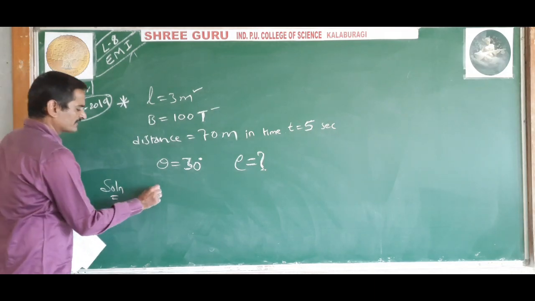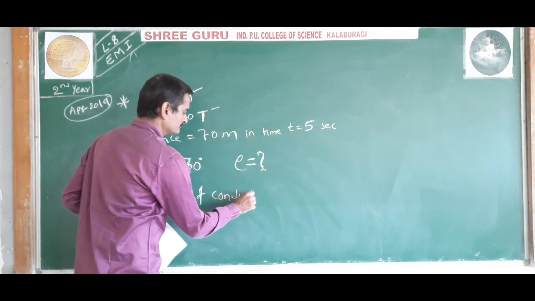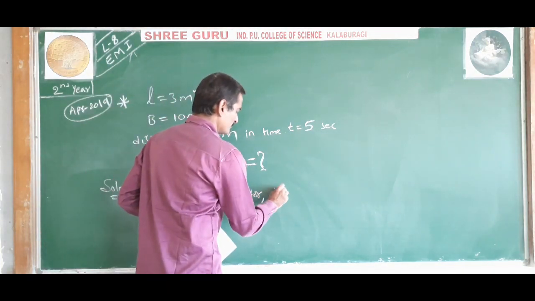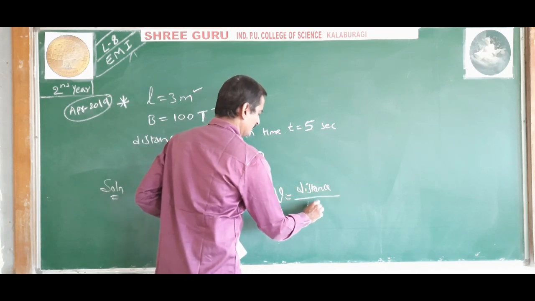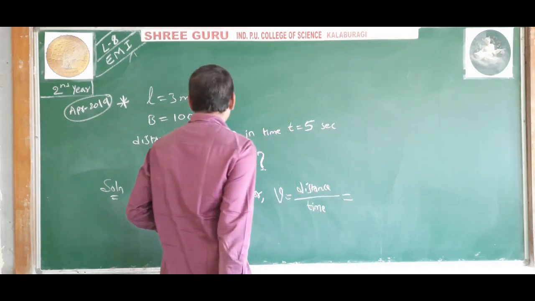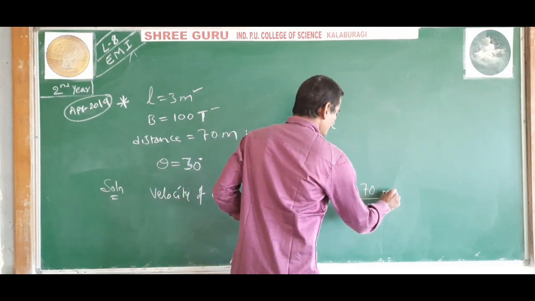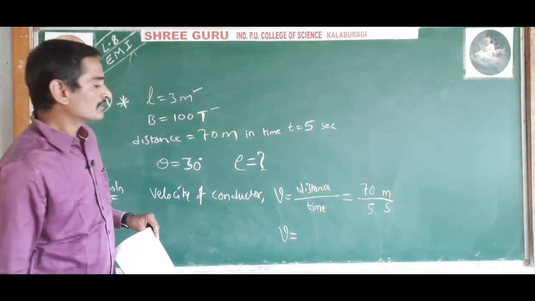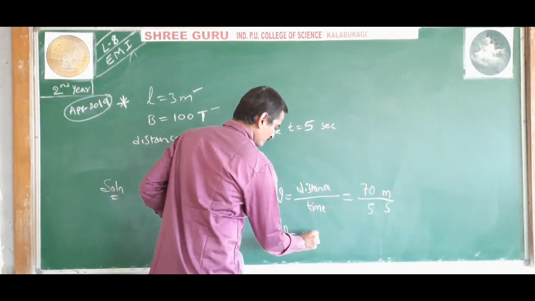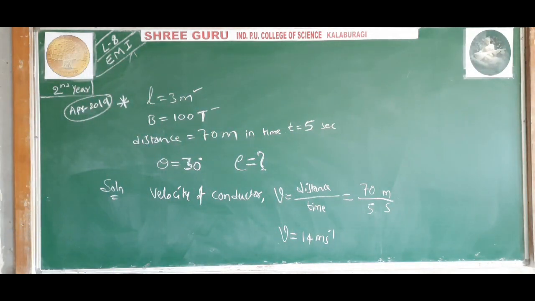First find out velocity. Velocity of the conductor. Velocity of conductor V is equal to distance covered divided by time taken. That's we know already. Distance covered is 70 meter and time taken is 5 second. So meter per second. So V is equal to how much you will get? It is 14 meter per second. 14 correct? So that is velocity of the conductor.